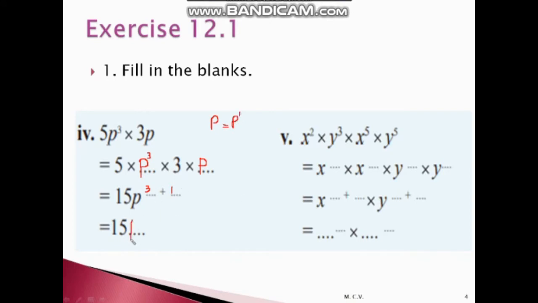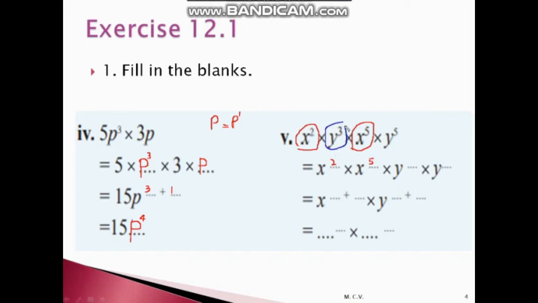Let's see the next one. Equal bases, x to the power 2 and x to the power 5. Write them together. x to the power 2 into x to the power 5. Other one, y to the power 3 and y to the power 5. In that two powers, base is y. Fill the blank, y to the power 3, y to the power 5.